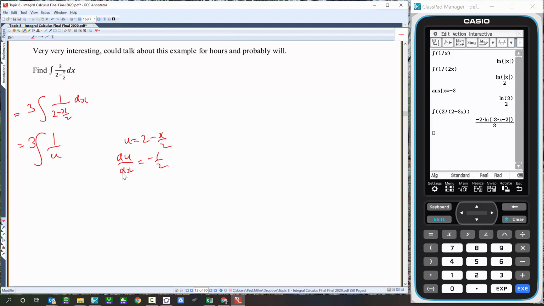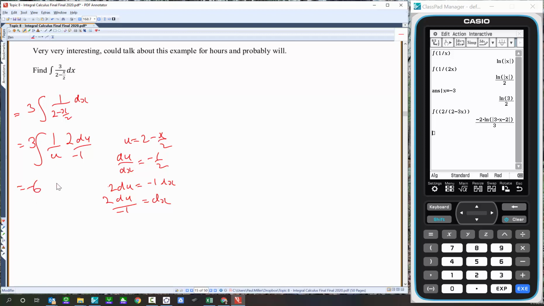All right, let's process that to get dx the subject. So that's going to be du equals -1/2 dx, and I've just cross multiplied there. And then that's going to be dx equals 2 du over -1. Right, so 2 du over -1. All right, now we're ready to go. This is going to be 6 over -1, or -6.